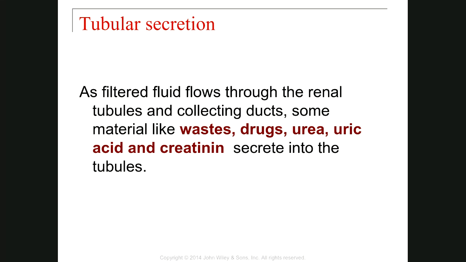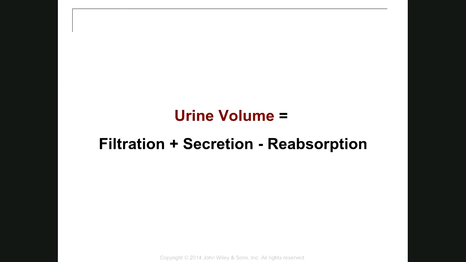And the next step is called tubular secretion. As the filtered fluid flows through the renal tubule and collecting duct, the renal tubule and collecting duct cells secrete other materials, such as waste products, drugs, and excess ions, and also urea, uric acid, and creatinine, to the renal tubule. So renal secretion means removing substances from the blood and bringing them to the renal tubules. And at the end, the urine volume is the amount of filtration and secretion minus the amount of reabsorption.